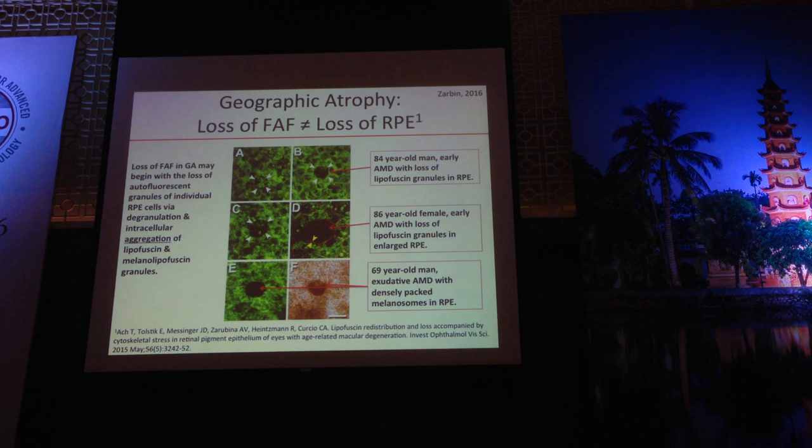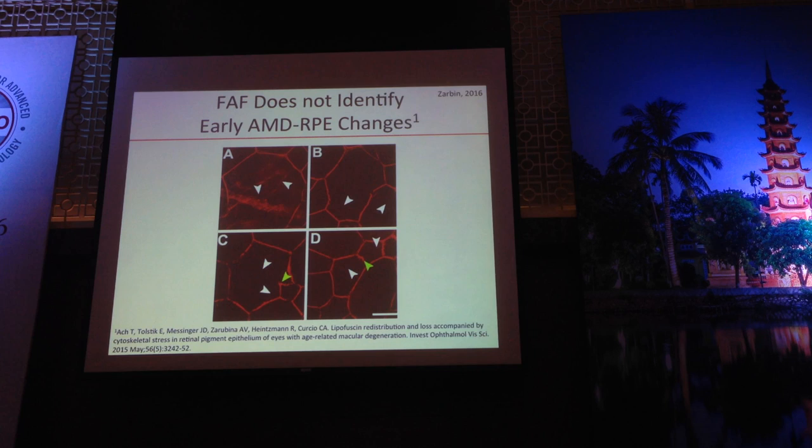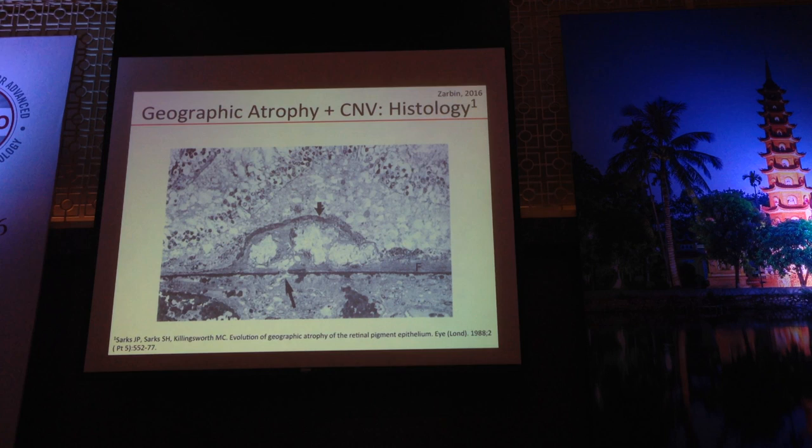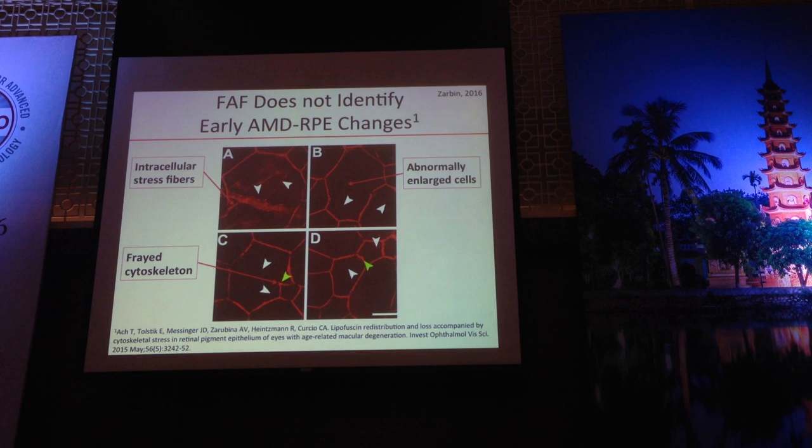How the lipofuscin granules leave the cell isn't really known, but it's possible that they bind with melanin to form melanolipofuscin, and that actually may be shown here, where we see lipofuscin and melanolipofuscin combined. But these pictures show you what happens to RPE cells before atrophy develops, and we don't have any way of imaging these changes in a living person, at least not at the moment. You see intracellular stress fibers, frayed cytoskeleton, abnormally enlarged cells, and at the moment, this is what we would like to be able to see in order to do studies of drugs that interfere with geographic atrophy progression, but we don't have the capacity.